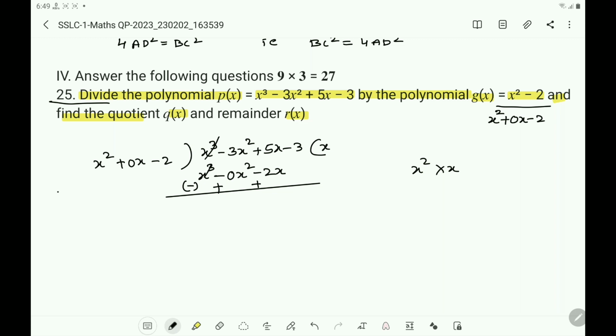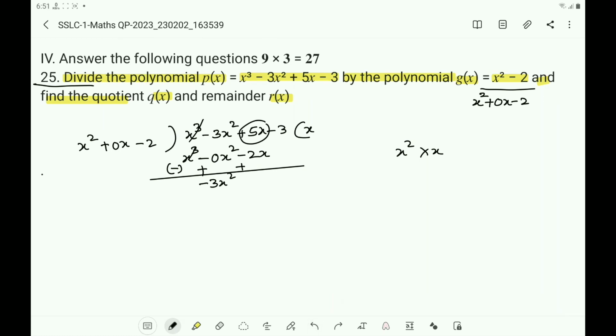Now you cancel this and minus 3x square plus 0x square. Minus 3 plus 0 is minus 3x square only. Then plus 5x plus 2x. You must consider this is plus 2x only, not minus 2x, because the sign is changed. Therefore, the sum of plus 5x and plus 2x is 5 plus 2, 7. Then you write 7x and you get this minus 3 down.